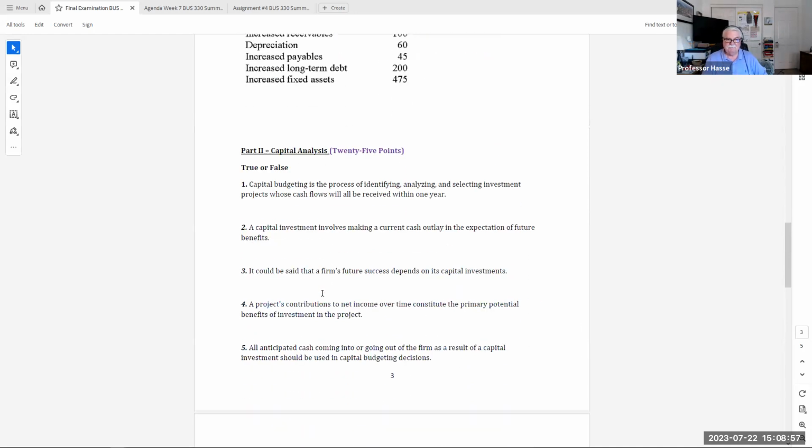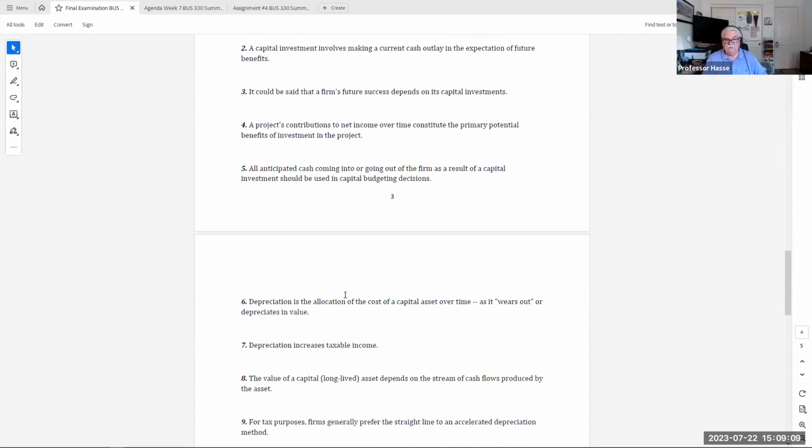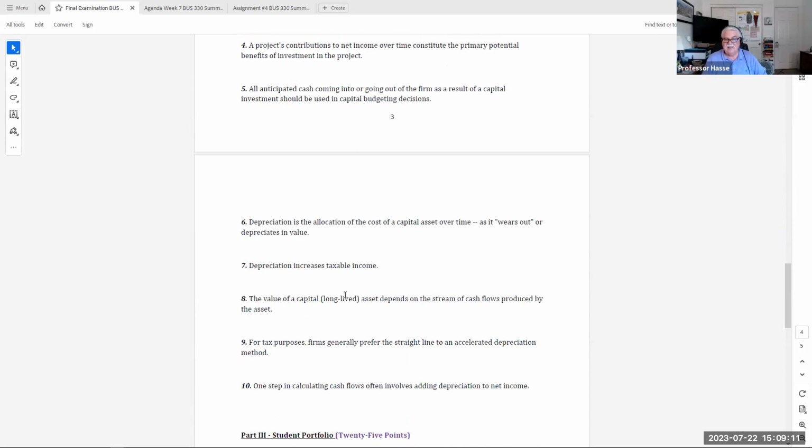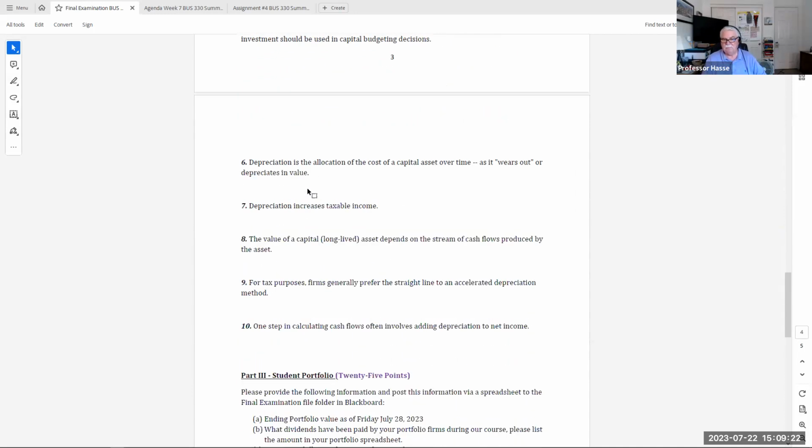Then finally, part 2 is some true and false questions. That's all they are, true and false, about capital budgeting, which you just did in assignment number 4. True or false, these 10 questions, true or false, as far as their statements are concerned in regards to capital budgeting. True or false, 10 questions.